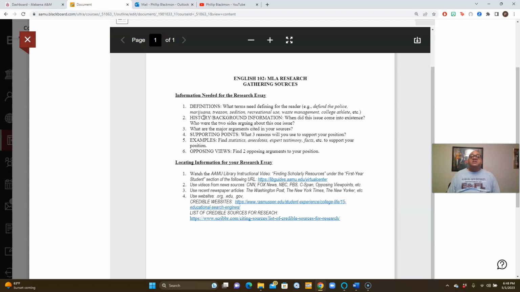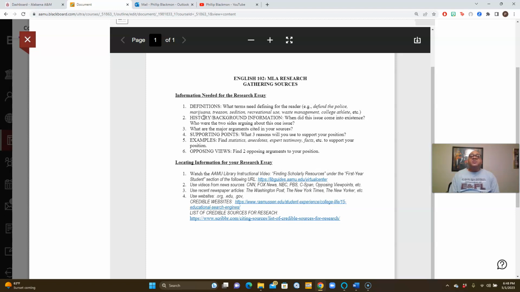The third thing you want to look for is the major arguments in the article, right? Remember, this is an argumentative research paper. You must have two sides, right? So look for the main arguments and write them down. We're going to talk about that in the notes. So look to see if the sources have arguments, right? So what are the major arguments?